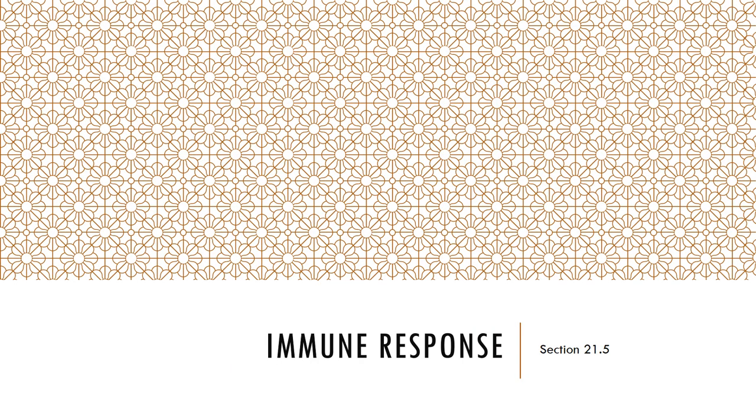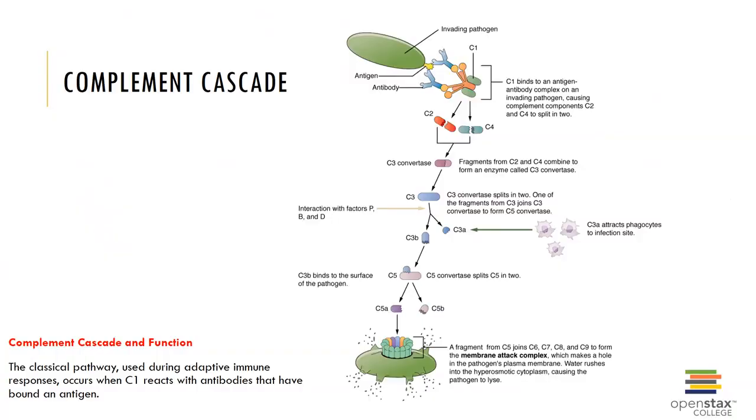The immune response has many different pathways that we have discussed in which the body can respond. The complement cascade pathway is shown here, which we discussed previously. And remember, this is a function in the innate immune response.